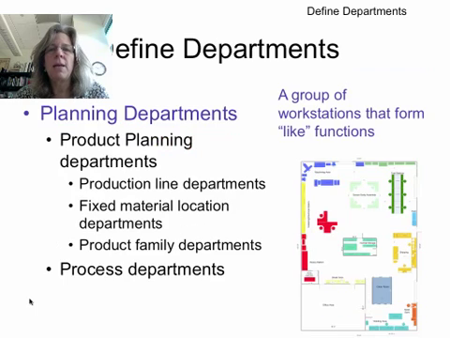So when we talk about planning departments, there's really two types, but planning departments are defined as a group of workstations that perform like functions. So whatever those like functions are, they are grouped together. Now, this is a drawing of a facility we designed in, I think this is Wasco in Santa Maria, and you can see the colors indicate the different departments, and it doesn't really matter what the departments are, but you can see they're a group of workstations, and somehow they're grouped together in like ways.